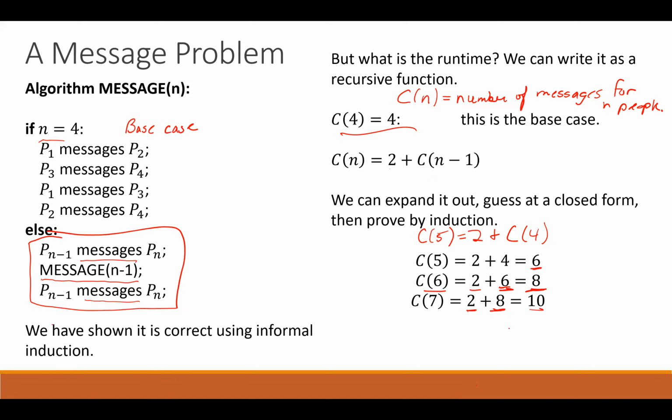And so the pattern seems to be, I'm going to increase by 2 every time. And if I do a little bit of magic and look at the base cases, I can come up with this guess. C of n is equal to 2n minus 4. There's other ways to write that, of course, but this seems to be the easiest. All right. Questions? Everybody following?